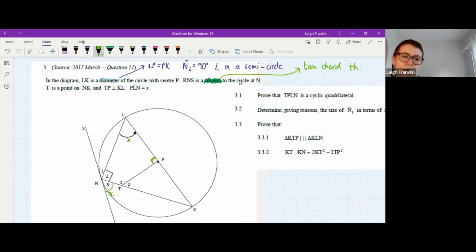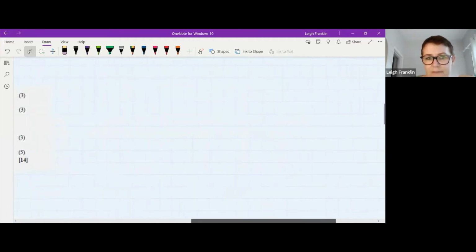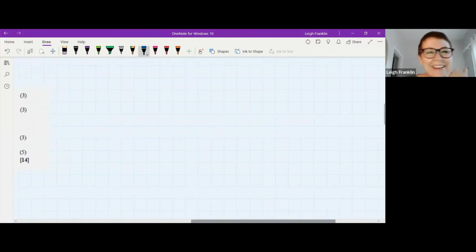Now there are three ways, if you remember, that we can prove that a quad is cyclic. What are they? Opposite angles are supplementary. Okay, Anza, you're leaving out a very important word. Tisha, go for it. You can unmute and speak.